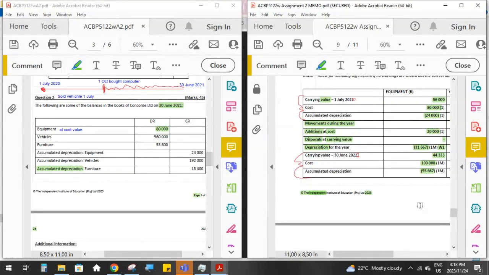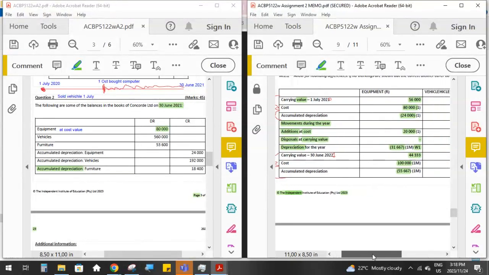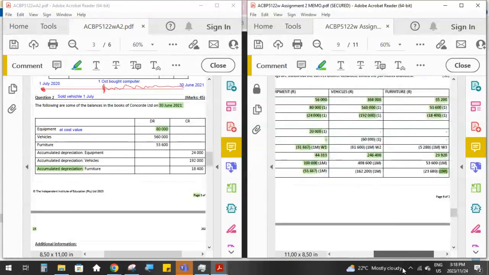Okay. Those are the steps and the method you must follow when you are doing each column of your note. So let's have a look at what else we've got. Let's just do furniture first because this one is easy. Furniture, opening cost 53,600. So under the cost line, I write 53,600. Opening ACDEP for furniture is 18,400. So minus 18,400.